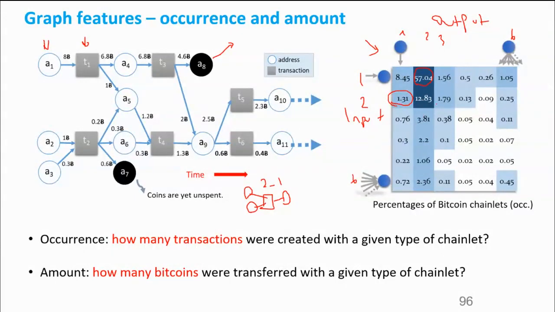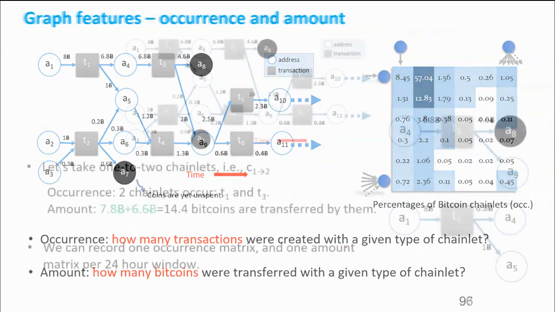As you can see, 57% of chainlets on Bitcoin from the history are 1-to-2 chainlets. So someone is creating a transaction from its address, paying another address, and then spending the rest of the money somewhere else. Okay, this important information is quite useful.